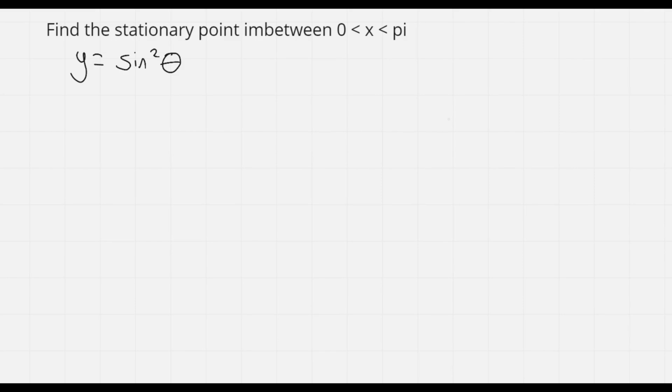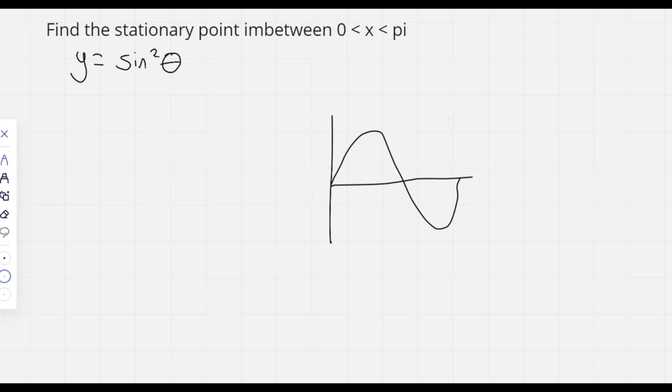So we've got here, we need to find a stationary point between 0, x and pi. In case you don't know what sine looks like, sine goes like this. So if I'm squaring all the values, and I'm going to do it in a red, then it's roughly going to look something like this.